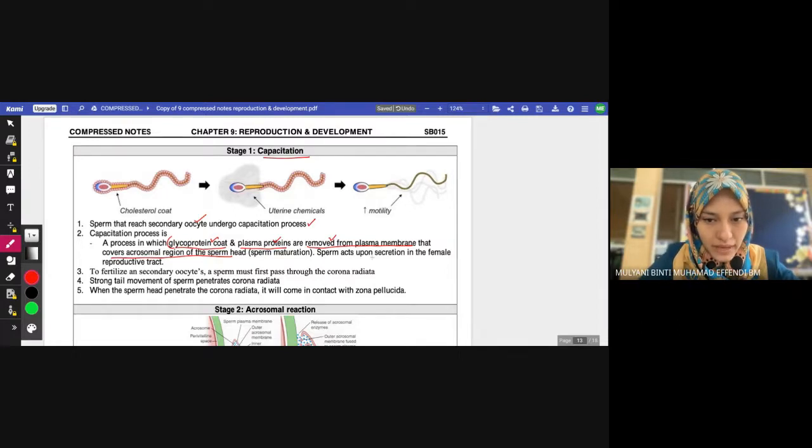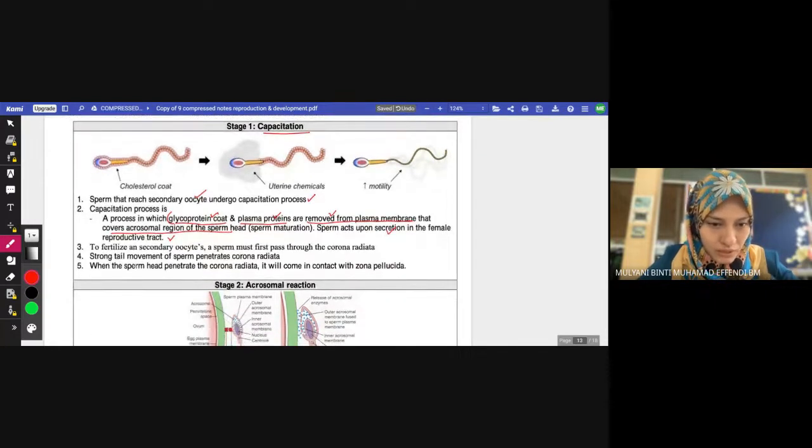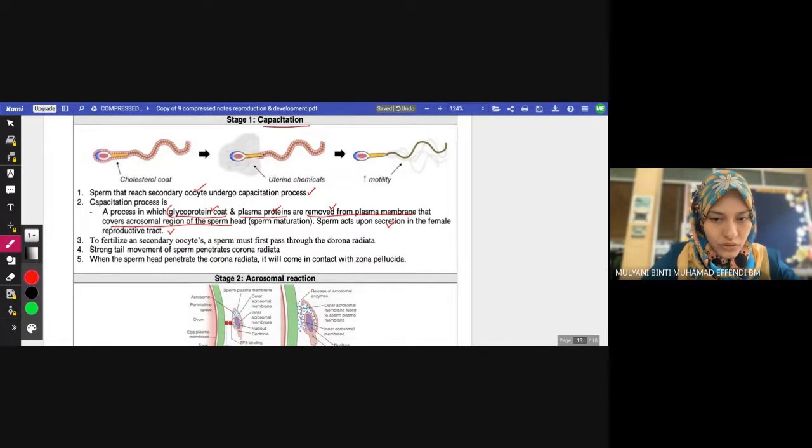So sperm acts upon secretion in the female reproductive tract. The reproductive tract of the female helps the sperm to remove the glycoprotein and plasma protein. Why does it need to remove them? It is to fertilize a secondary oocyte. A sperm must first pass through the corona radiata. So to fertilize the secondary oocyte, it must pass through the corona radiata.